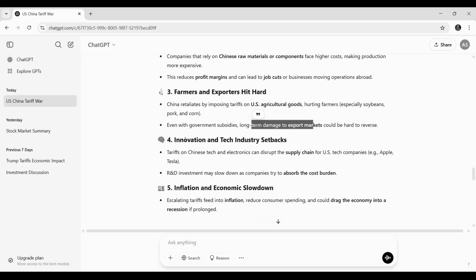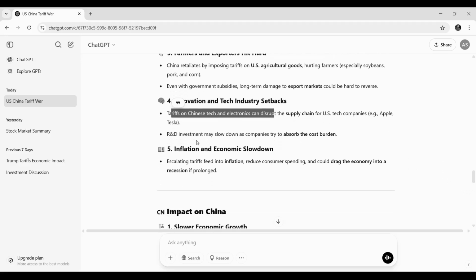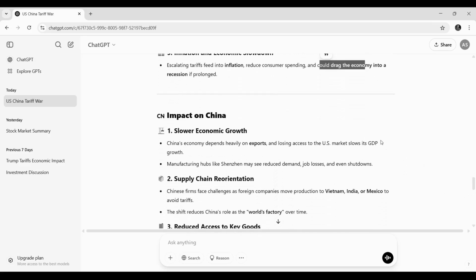Now, innovation and tech industry setbacks. Tariffs on Chinese tech and electronics can disrupt the supply chain for US tech companies, for example Apple and Tesla. R&D investment may slow down as companies try to absorb the cost burden. Inflation and economic slowdown: escalating tariffs feed into inflation, reduce consumer spending, and could drag the economy into a recession if prolonged.